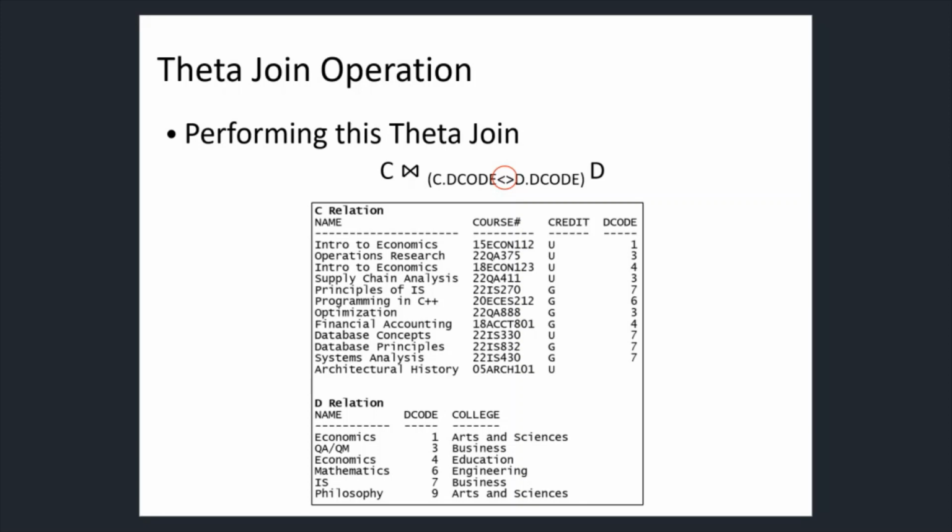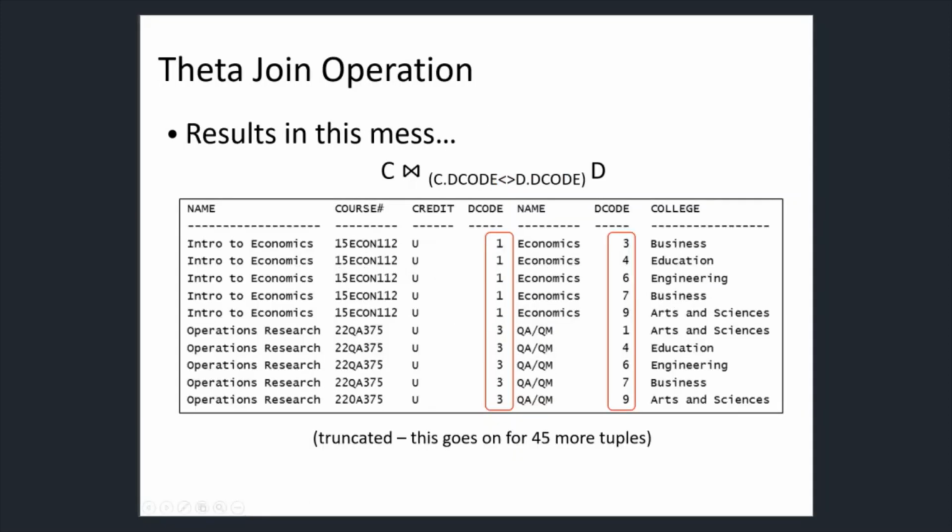And for our more complex theta join example, we'll return to our C relation and D relation. And the result of the theta join from the previous slide is this unfortunate relation in which the D codes do not match.